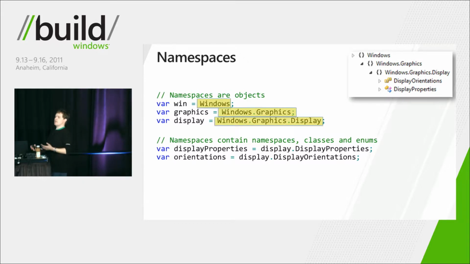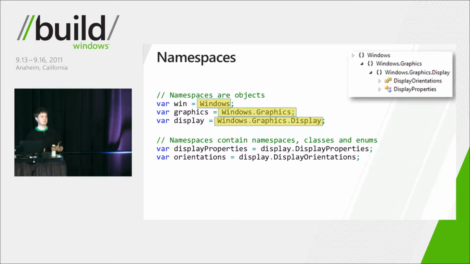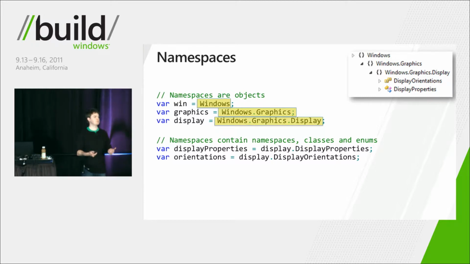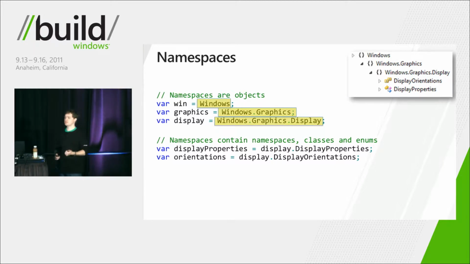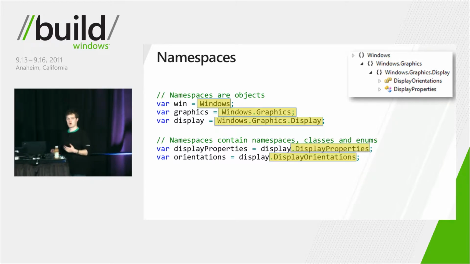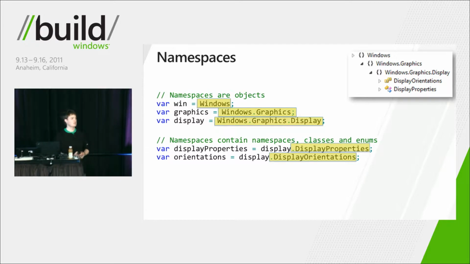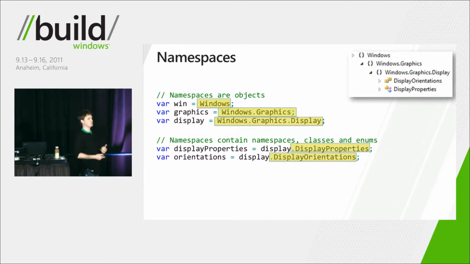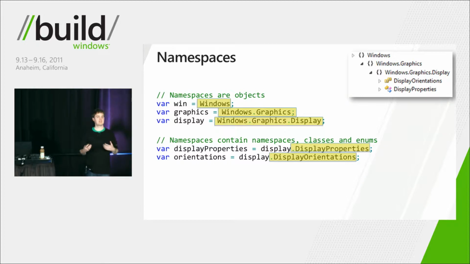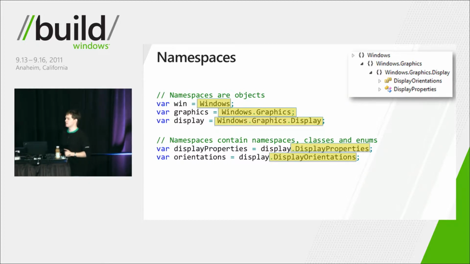Now, namespace objects can contain other namespace objects. But as well as that, these namespace objects can include both classes, which are things that we can new up and instantiate instances of, and they can also contain enums, which are just containers for some standard constants that we may want to use when programming against one of these APIs. And both of those are just standard members of a namespace object.